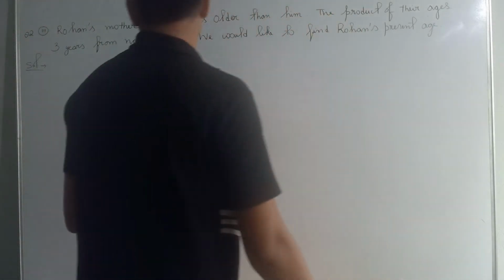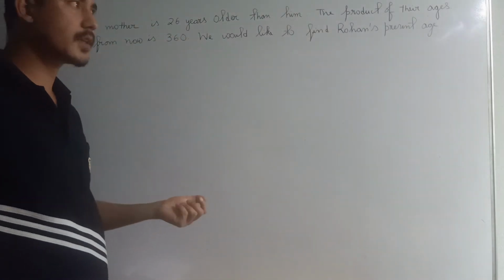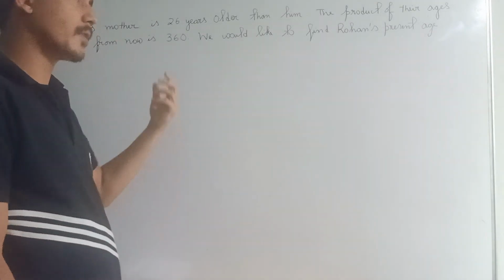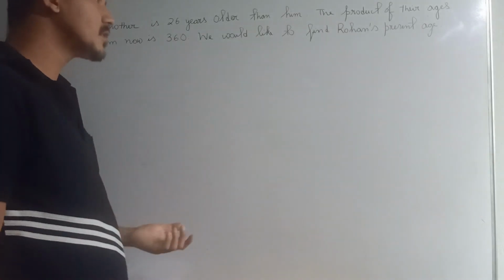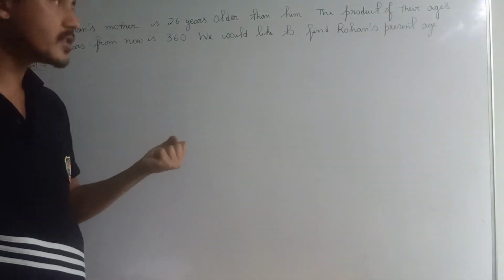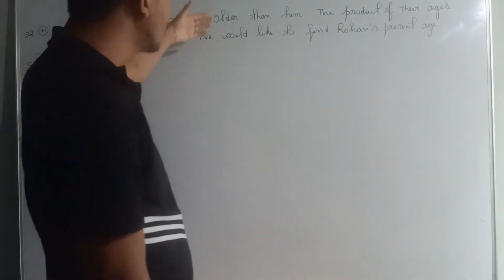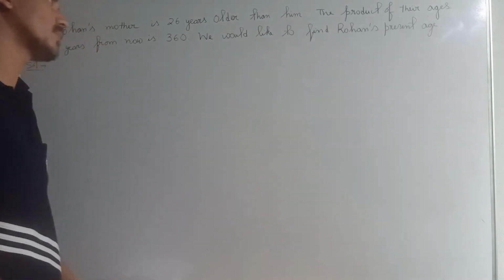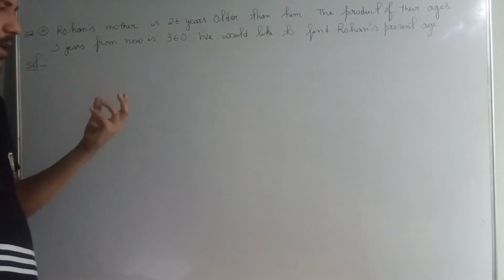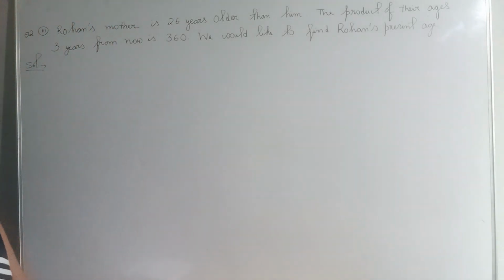The product of their ages 3 years from now, means after 3 years, if you multiply Rohan and his mother's age, then that product would be equal to 360. We would like to find Rohan's present age. See, currently, Rohan's mother is 26 years older than Rohan.